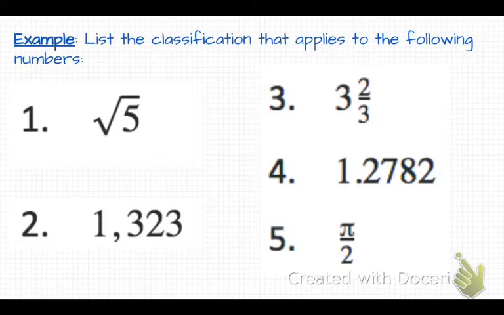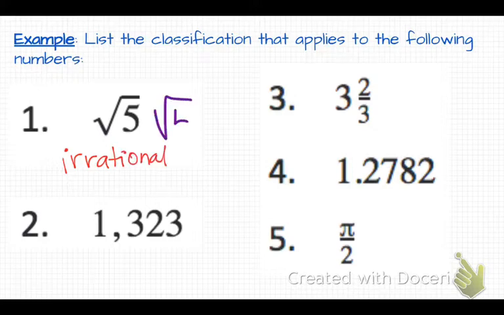Here are our first 5. I have the square root of 5. What kind of number is that? Is it rational or irrational? Can I take the square root of 5? Is it a perfect square? No, so it's irrational. Okay, what if that was the square root of, let's say, 4? It's what? Why? Because the square root of 4 is 2.